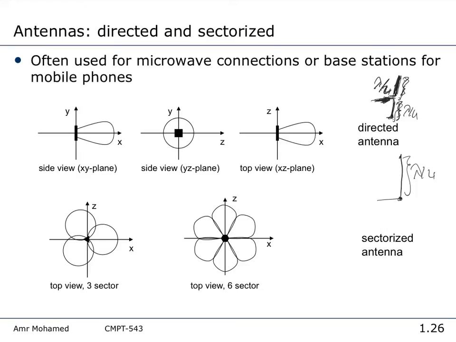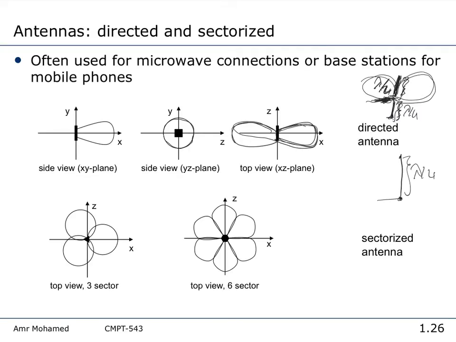When you feed the signal to the antenna, the radiation pattern looks like this. It could be only from one side, or both sides. If it's from one side, it looks like this. If you look at it from the top, it would be circular.